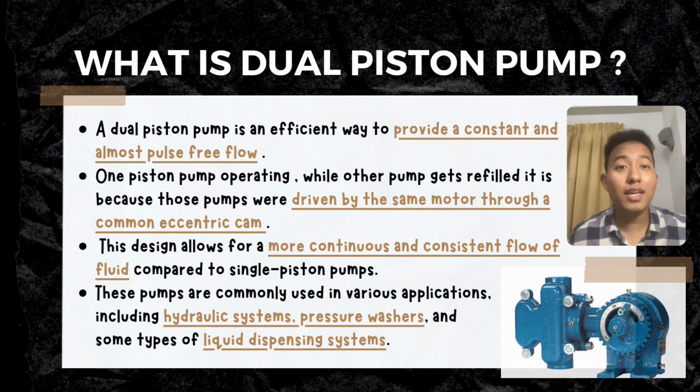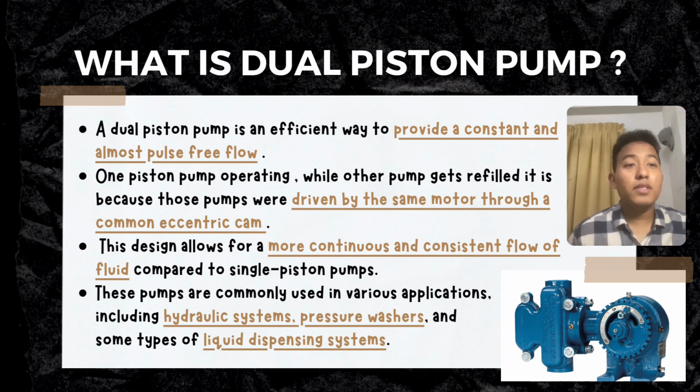So, for the first slide, what is a dual piston pump? A dual piston pump is an efficient way to provide a constant and almost pulse-free flow. The second point is that one piston pump operates while the other pump gets refilled. It is because those pumps are driven by the same motor through a common eccentric cam.